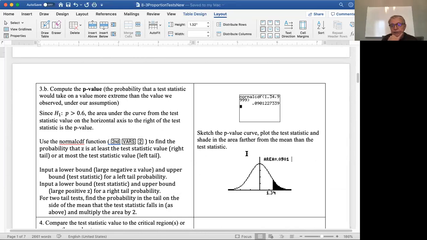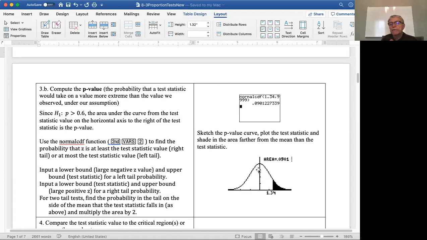than the test statistic. If it were a two-tailed test, as you'll recall from previous notes, then whichever side of the mean the test statistic falls on, you'll find the area underneath the curve farther away from the mean, and then multiply that area by 2 to get the p-value. If it's a one-tailed test, you'll just find the area underneath the curve farther from the mean, whichever side it's on, and that is the p-value. You don't have to multiply it by 2.